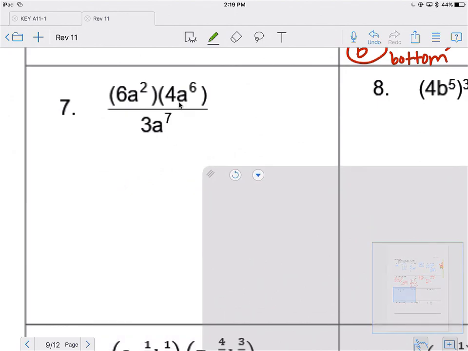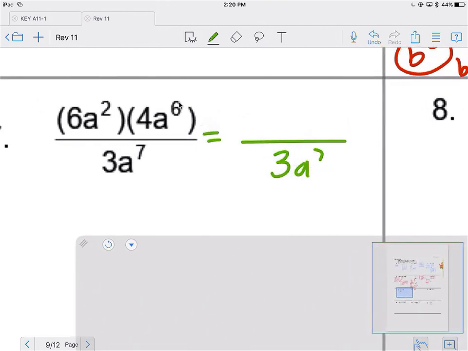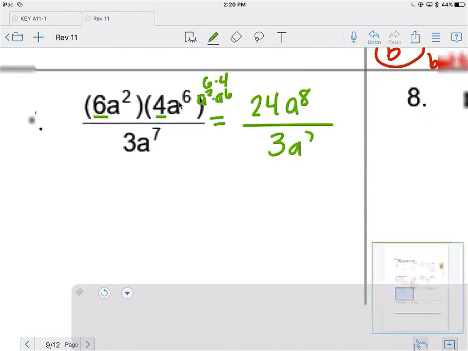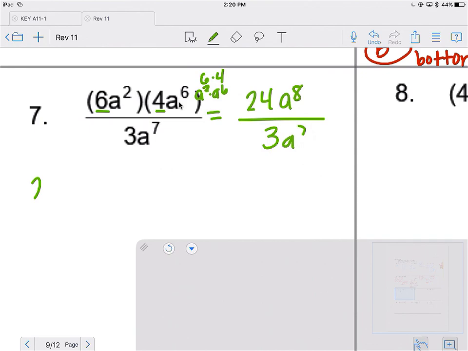Problem 7, I have a fraction or dividing. I also have parentheses on the top, so I'm going to deal with the top first and simply rewrite the bottom because I'm not going to change anything about that yet. On the top, I multiply my numbers. 6 times 4 is 24. And then a to the 2 and a to the 6, we add to get a to the 8. From here, I divide number by number and then letter by letter.